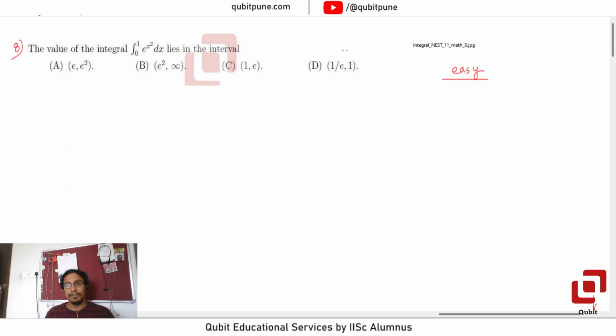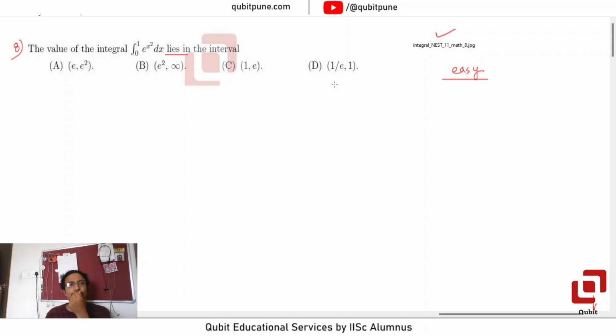It's very simple. From NEST 2011, question 8. The value of the integral from 0 to 1 of e raised to x squared dx lies in the interval: e to e squared, to infinity, 1 to e, or 1 upon e to 1. कैसे करोगे?